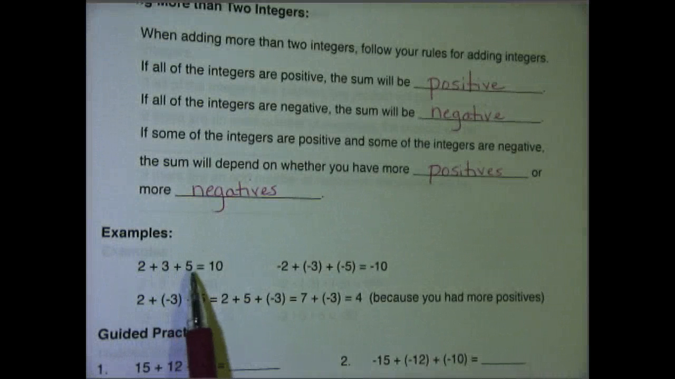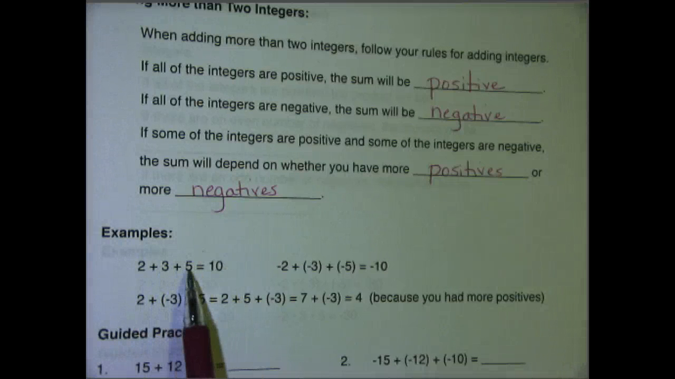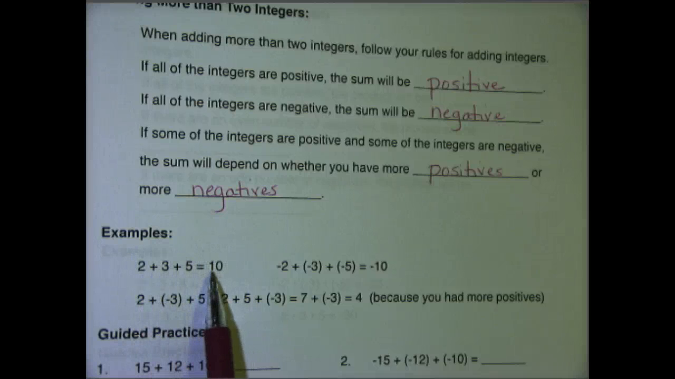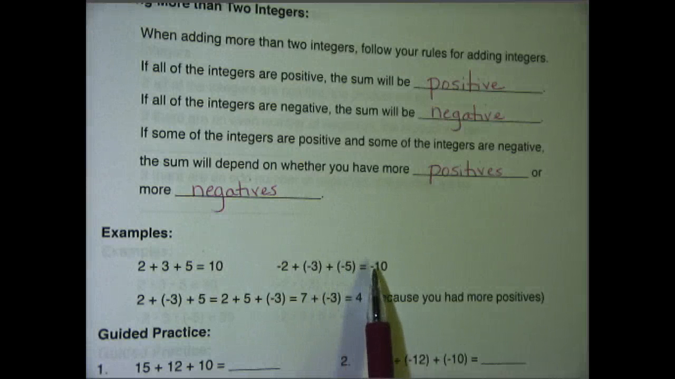2 plus 3 plus 5 equals 10. When I add 2 plus 3, I get 5. 5 plus 5 equals 10. All positive integers, positive sum. This time we have all negative integers, and we have a negative sum. Negative 2 plus negative 3 is negative 5. Negative 5 plus negative 5 is negative 10.